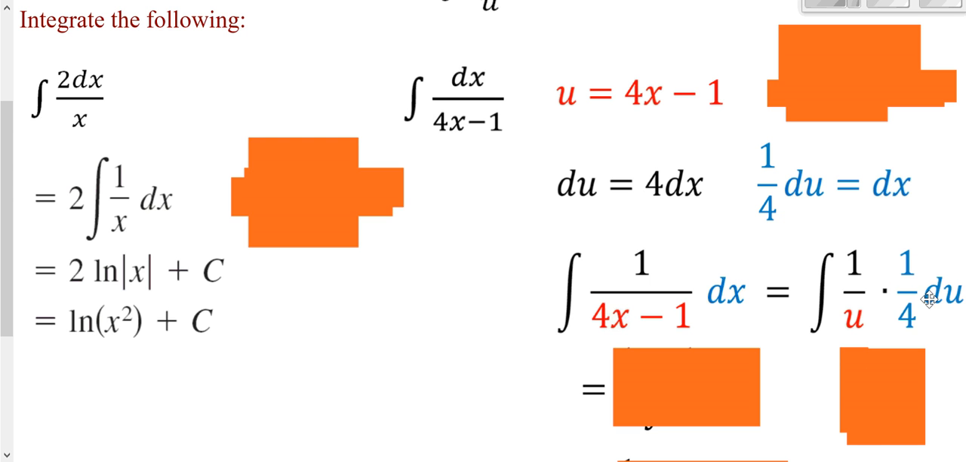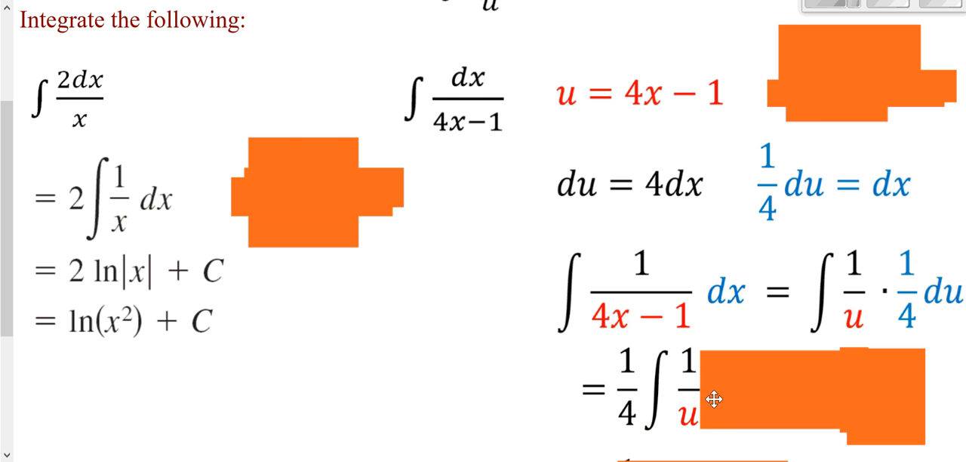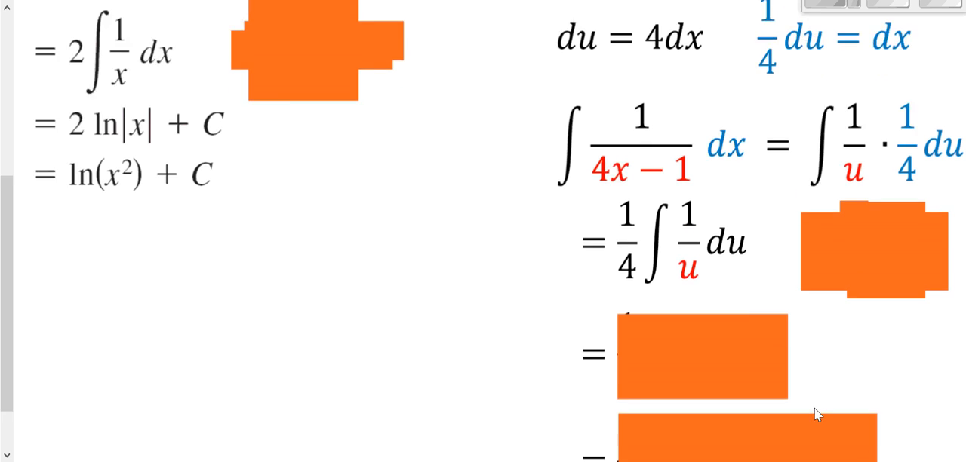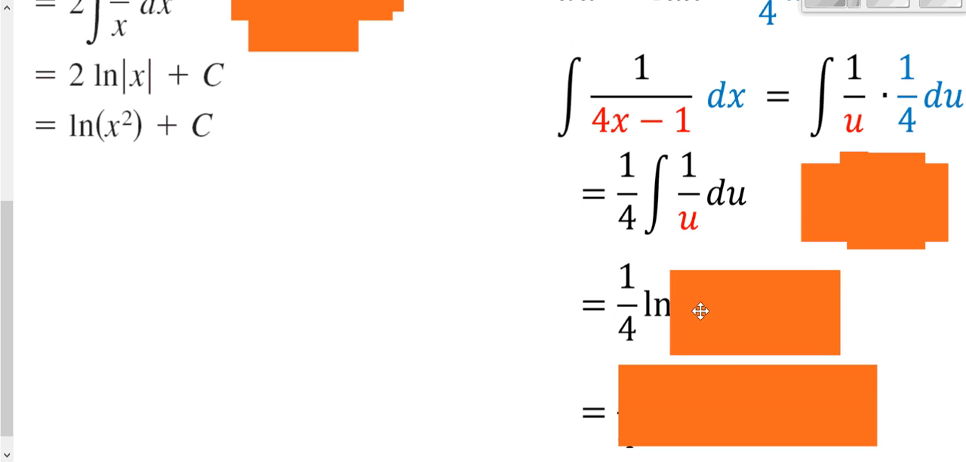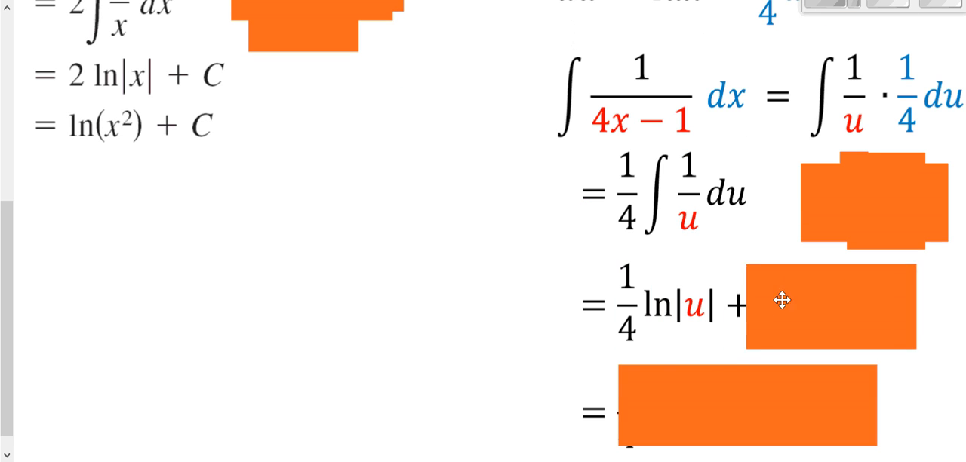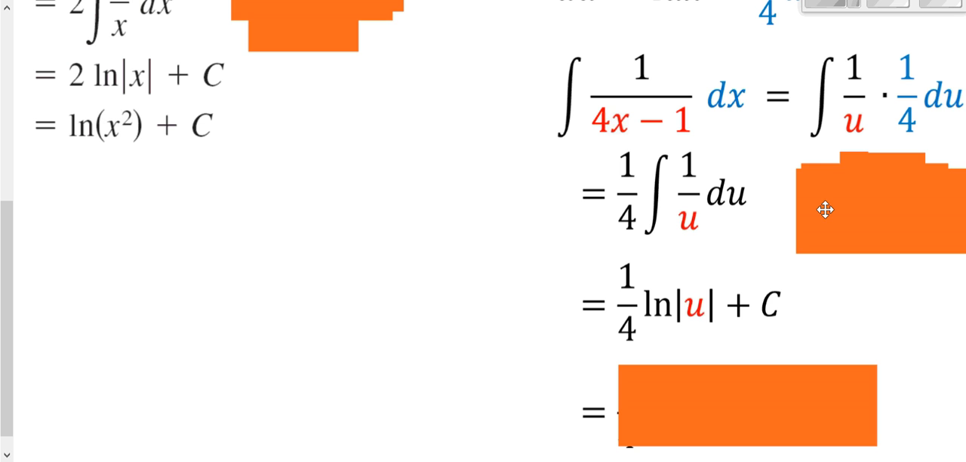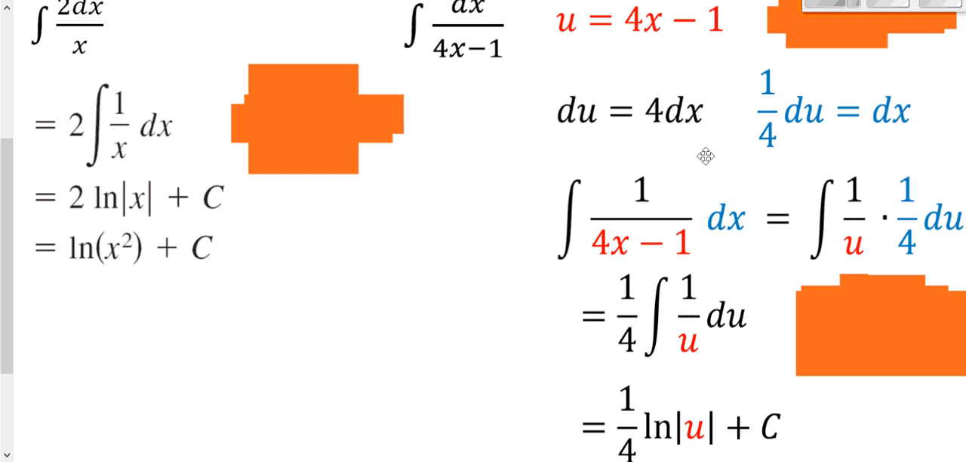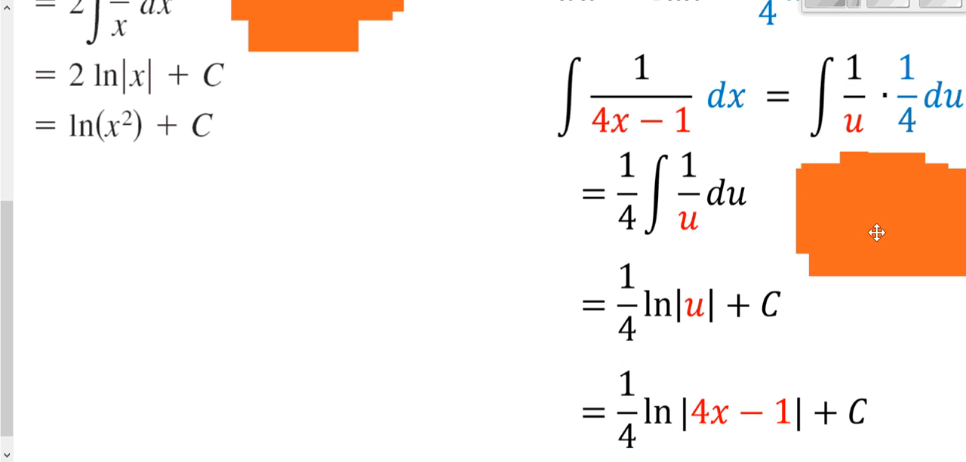Well, multiplying by 1/4, I should be able to put that 1/4 in front. Then I just have 1 over u du. When you integrate 1 over u, you just get natural log with a plus c because it's an indefinite integral. Now all we have to do is replace u with what u is, the 4x minus 1. And we would get this.